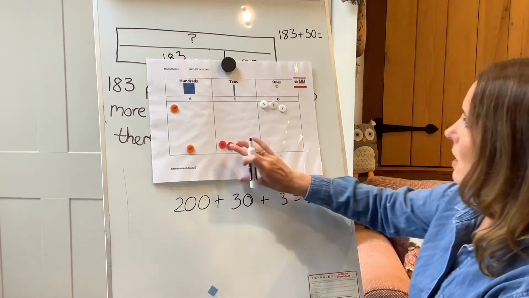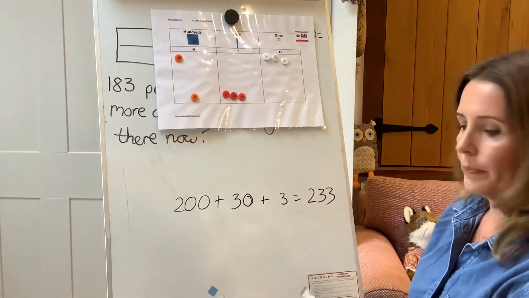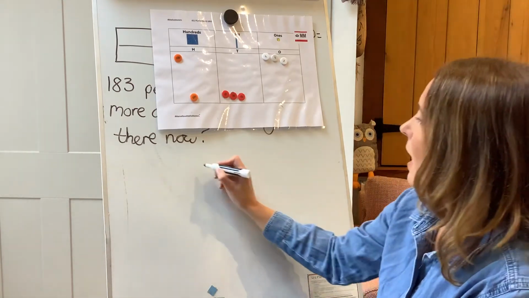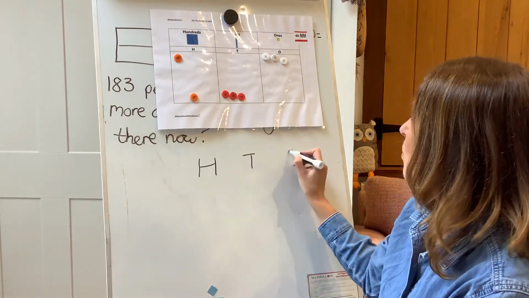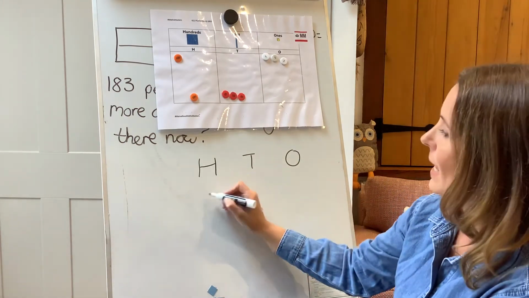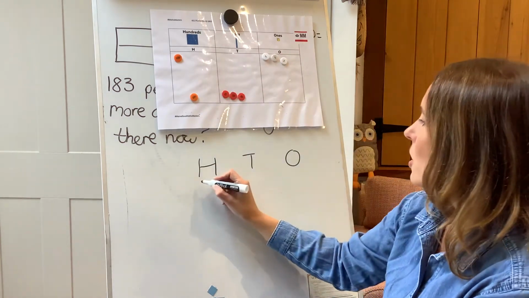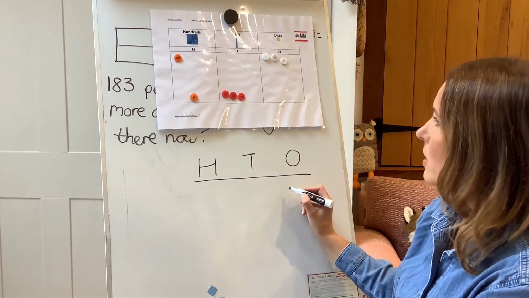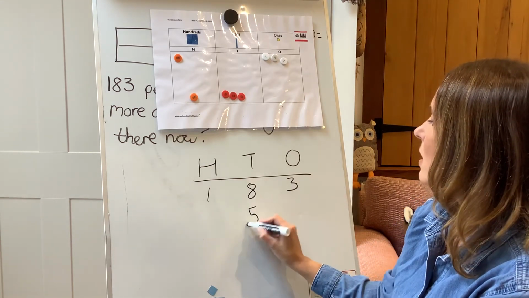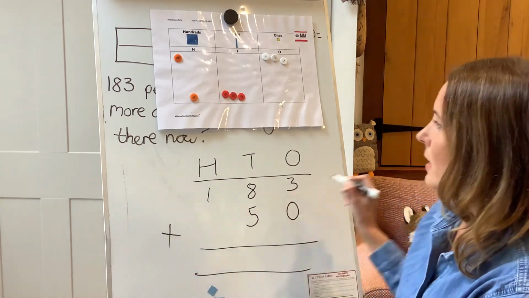Now if I wanted to do this as a column addition, what I would do is I would have hundreds, tens and ones, and you can set it out like this. You can even draw the little base 10, the 100 square, the 10 stick and the 1, or you can just use the digits if you like. So I started off with 183 and I added on 50 more. So I'm doing an addition.